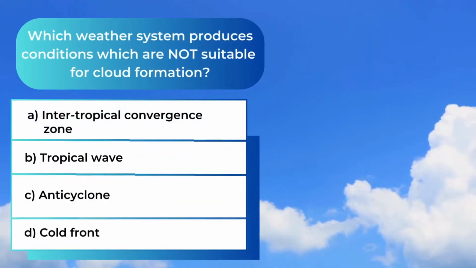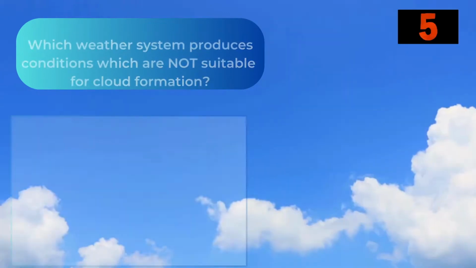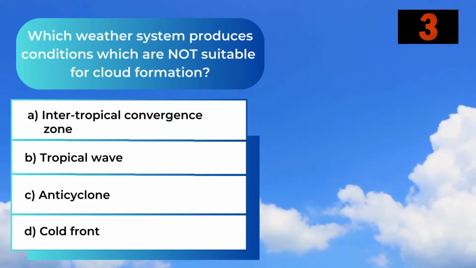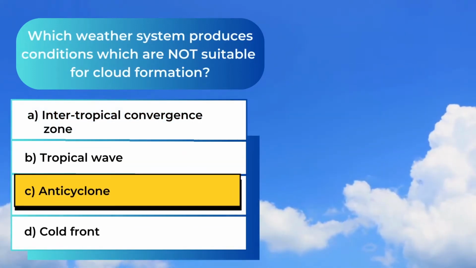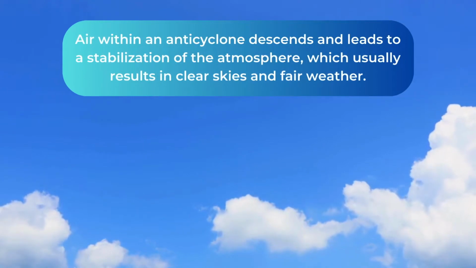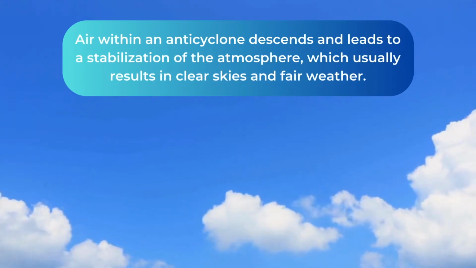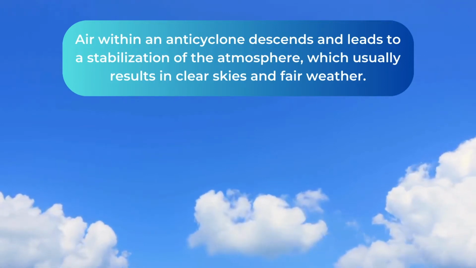Which weather system produces conditions which are not suitable for cloud formation? The answer is C. Anticyclone. Air within an anticyclone descends and leads to a stabilization of the atmosphere, which usually results in clear skies and fair weather.